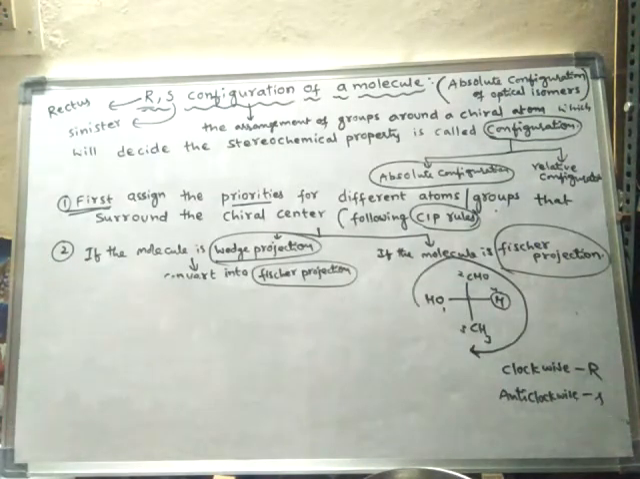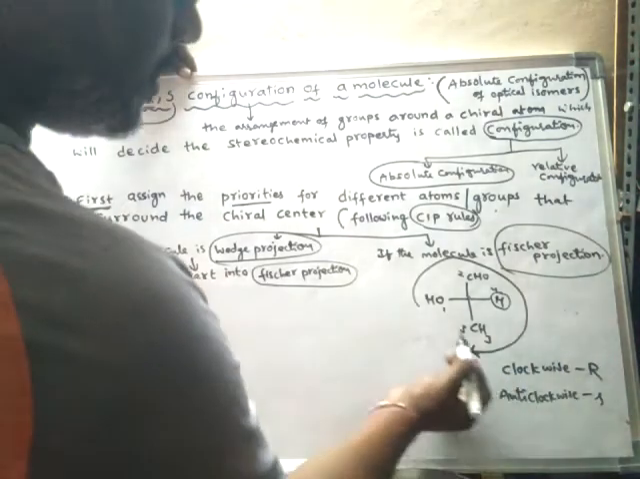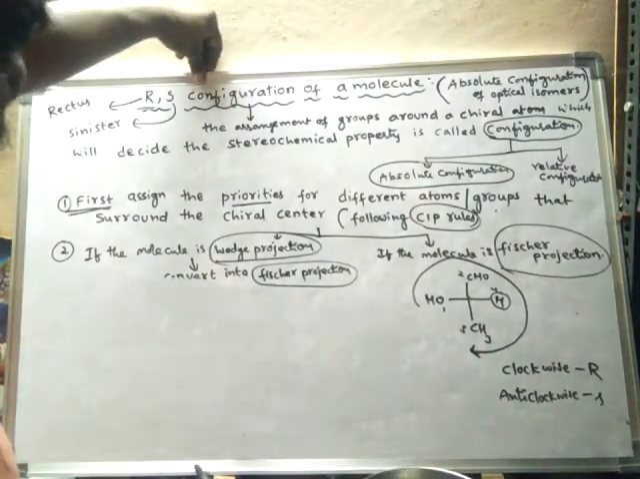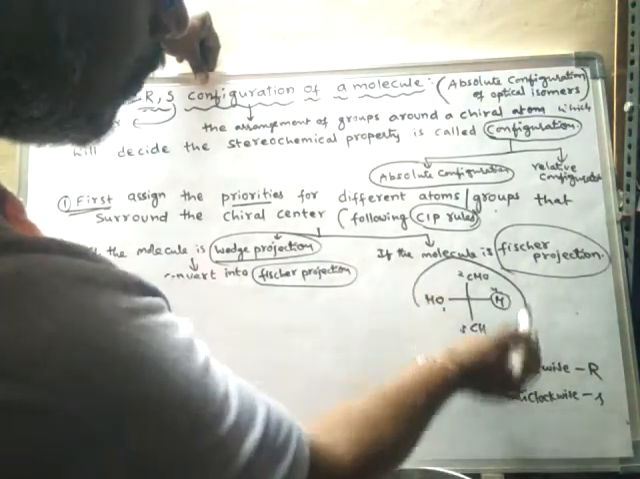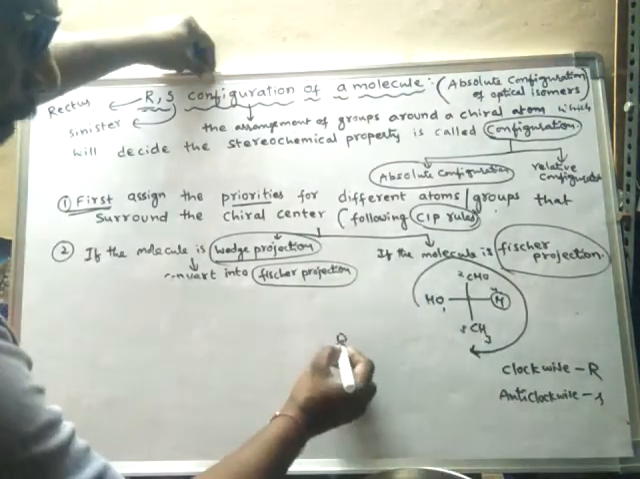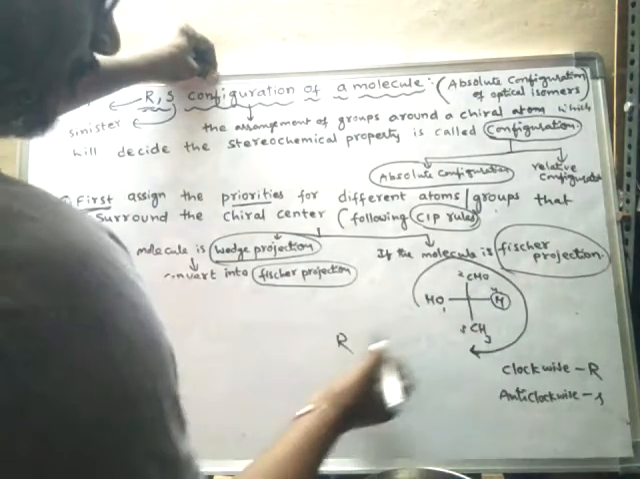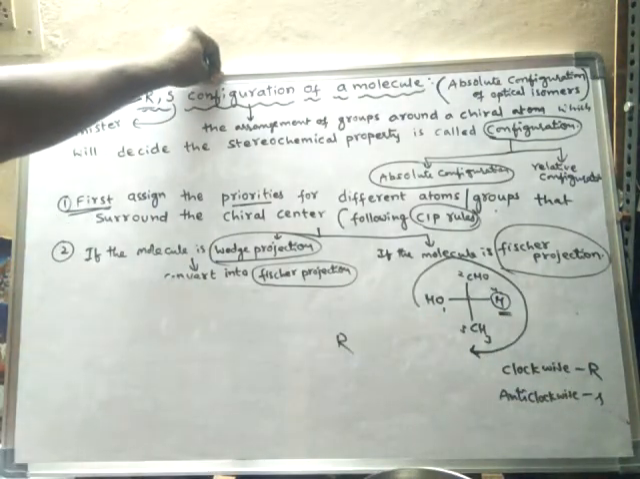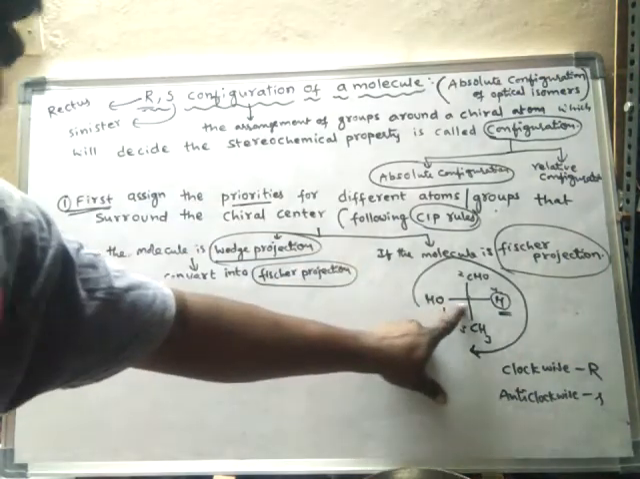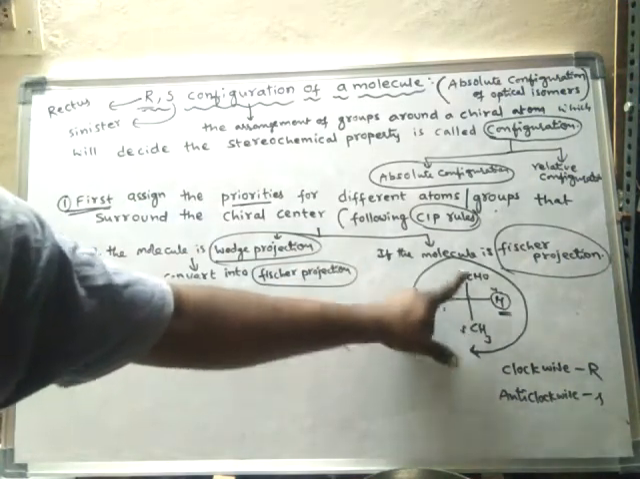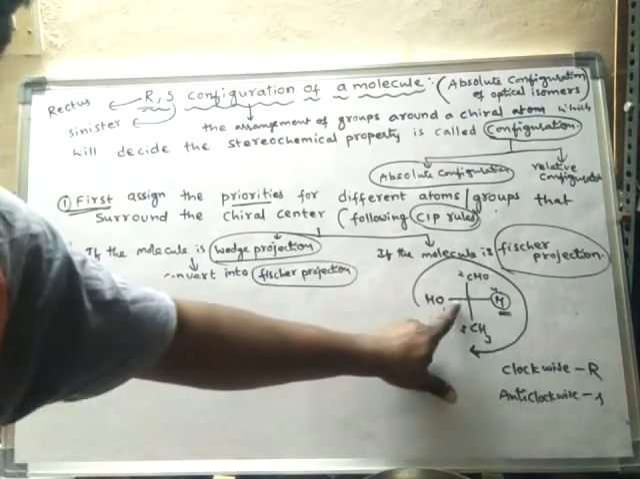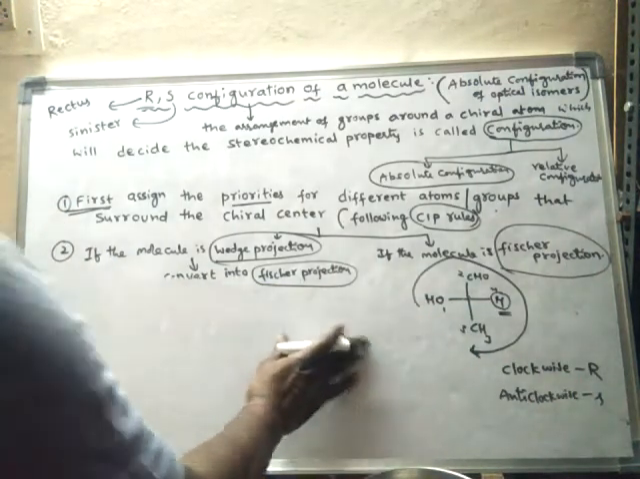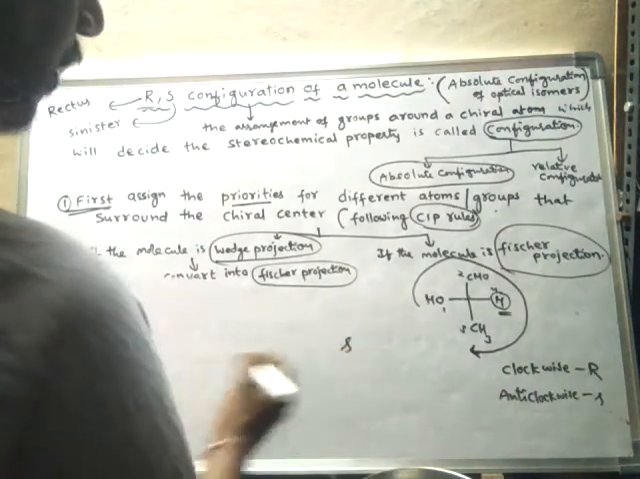Okay, but after deciding the configuration, finally we have to check whether the given configuration is correct or not. As it is clockwise, we assume that it is R configuration, but we have to check where the lower priority group is present, whether it is on a horizontal line or on a vertical line. So here the lowest priority group is present on the horizontal line, hence we have to reverse the configuration. So now the configuration will become S configuration.